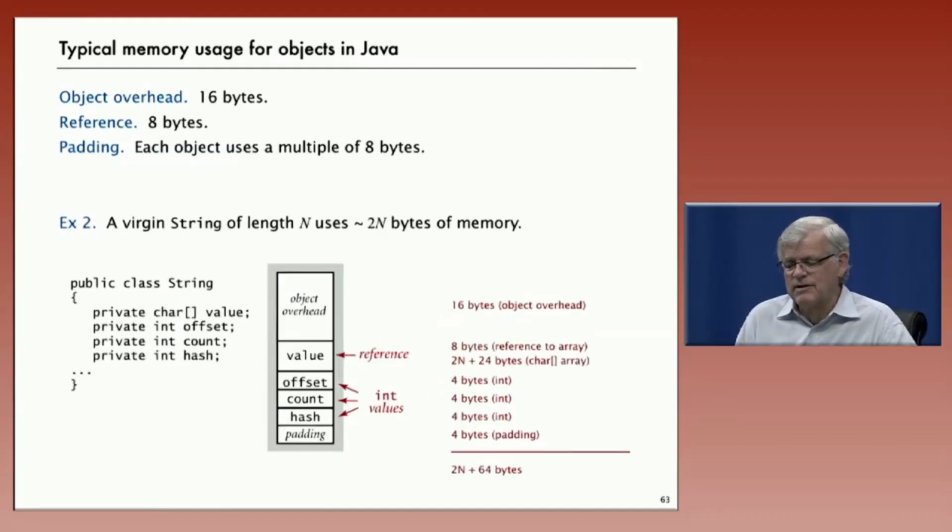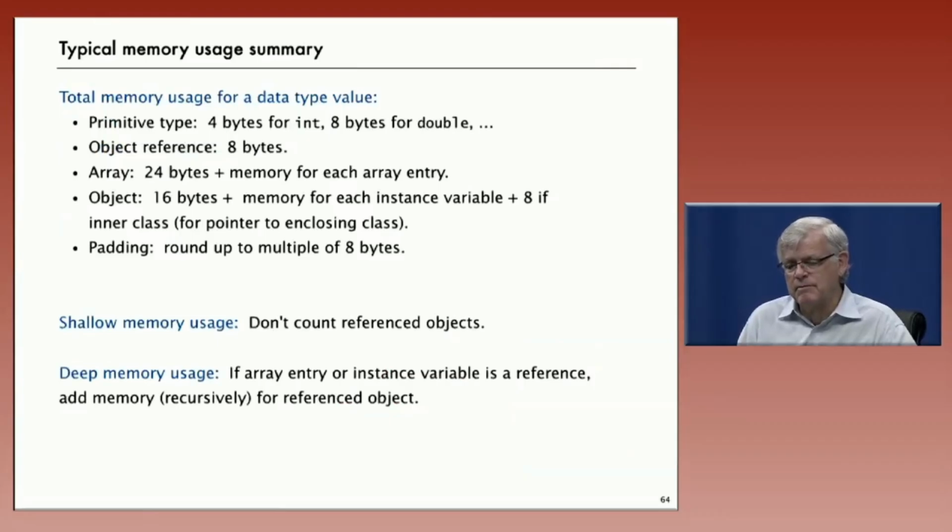And the other one that often comes up is a string, and a string is a little bit more complicated than an array. The typical implementation of a string in Java has a reference out to an array of characters, and then it's got int values for offset, count, and a hash value, and then some padding. Adding it all together, the cost of a string is about 2n plus 64 bytes. So these are the basics that we need to analyze the memory usage for a typical Java program.